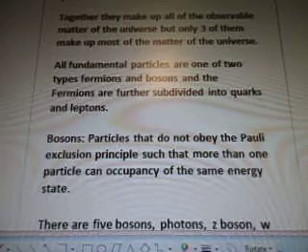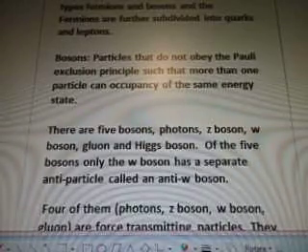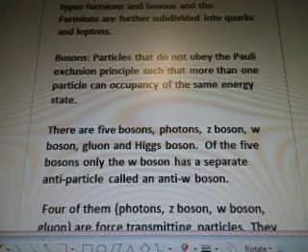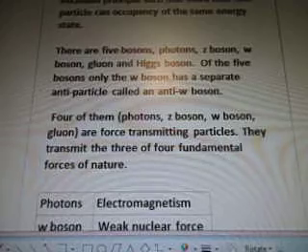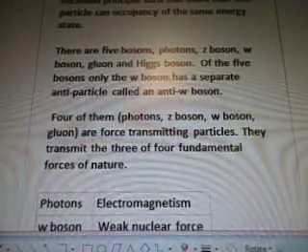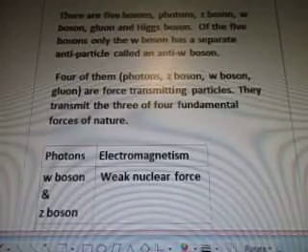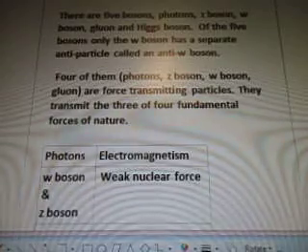They're too tiny. So all fundamental particles are one of two types, fermions and bosons, and the fermions are further subdivided into quarks and leptons. The bosons are particles that do not obey the Pauli exclusion principle, such that more than one particle can occupy the same energy state. There are 5 bosons: photons, Z boson, W boson, gluon, and Higgs boson. Of the 5 bosons, only the W boson has a separate antiparticle, called the anti-W or W-minus boson.